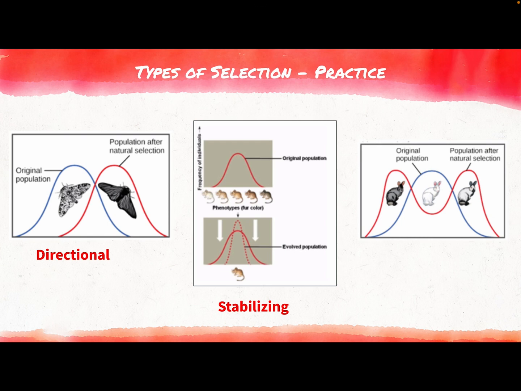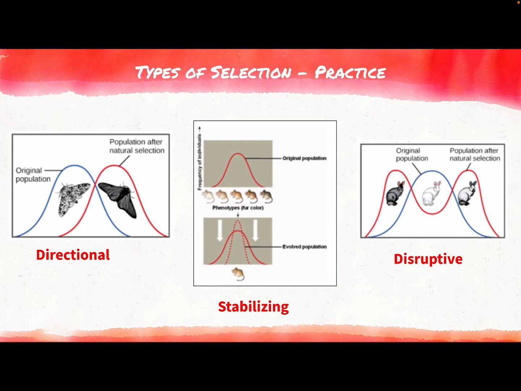This one with the bunnies, the original population is in blue, and then the red is the population after natural selection has happened, and the 2 extremes have been chosen for in that environment. That would be considered disruptive, since the middle is not advantageous in that environment.